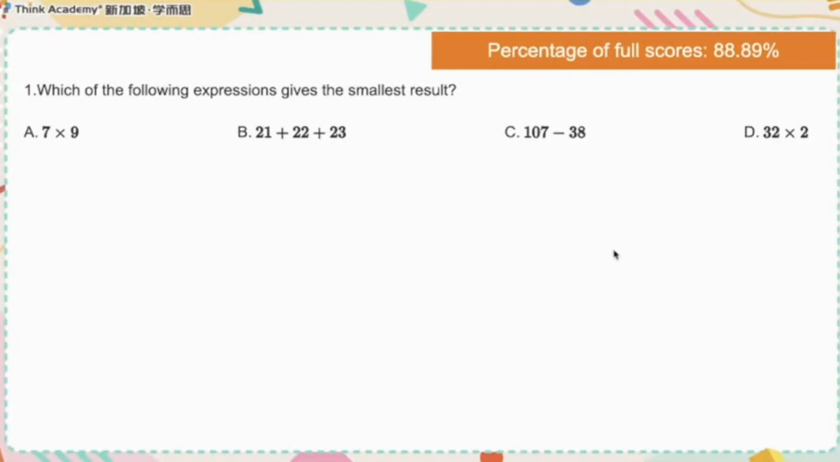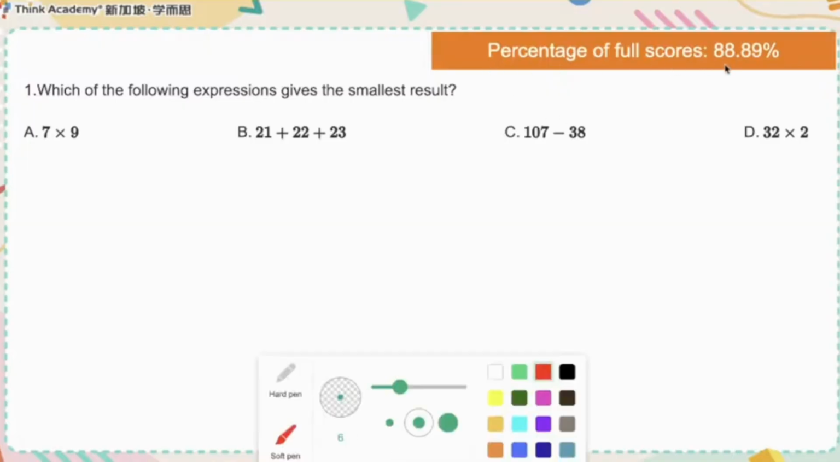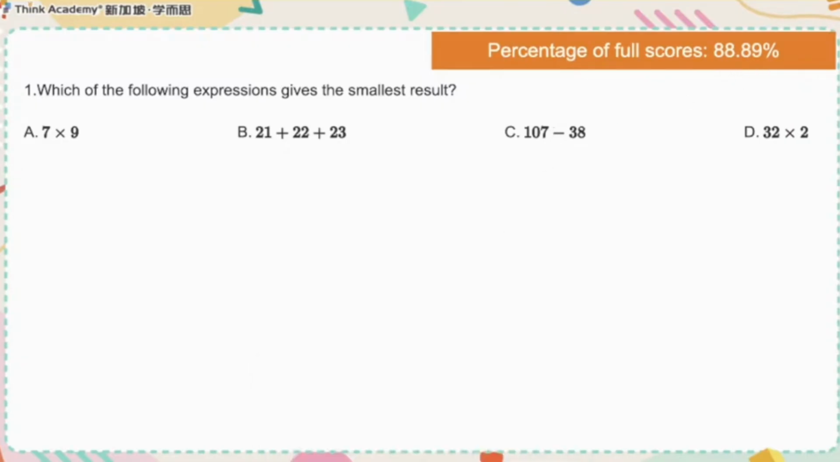As for the questions, let's take a look. The first question, you are very familiar with this one, right? And on the right side, you can see the percentage of full scores is 88.89. Okay, so that means if there are 100 kids, 88 of us got it correct. So that means a lot of us got it correct, right? As for this question, it's really not that hard.